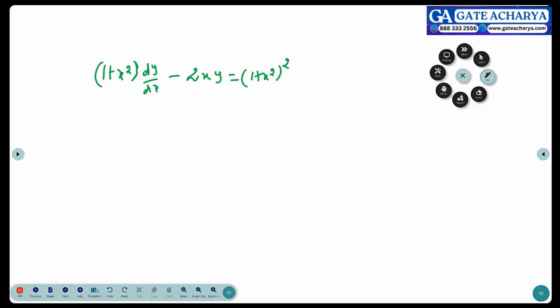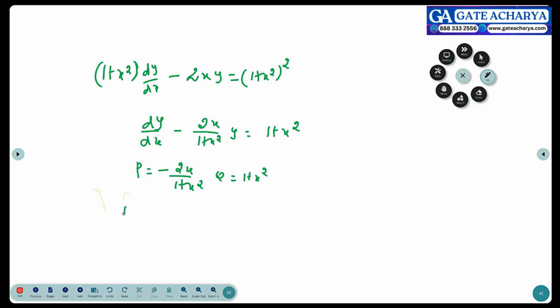Therefore, what are the coefficients here? We divide the whole equation by 1 plus x square. So minus 2x by 1 plus x square into y is equal to, when you divide the right hand side by 1 plus x square, then it is 1 plus x square only. Now it is in dy by dx plus py is equal to q form. Therefore, p is minus 2x by 1 plus x square and q is 1 plus x square.